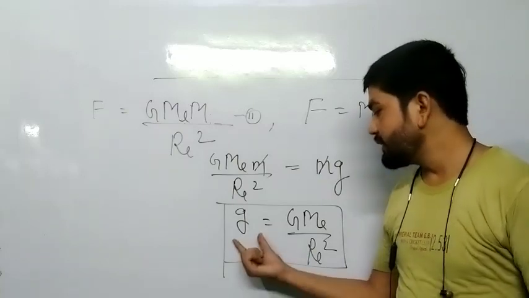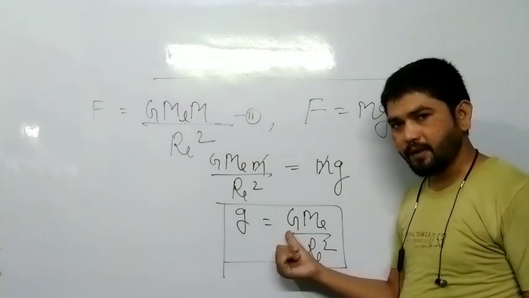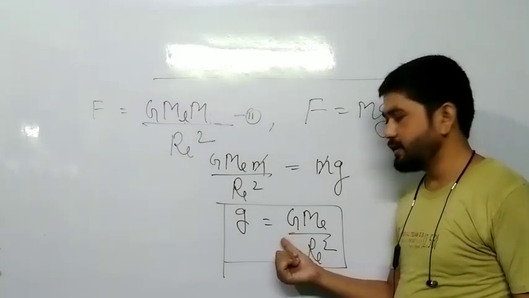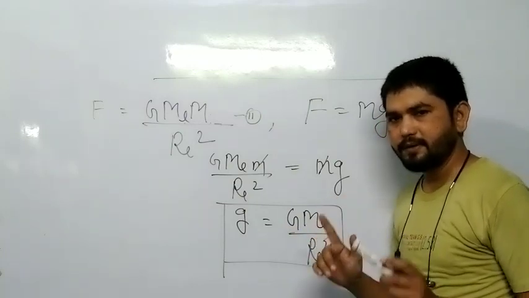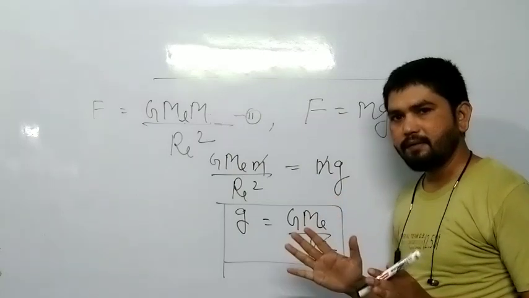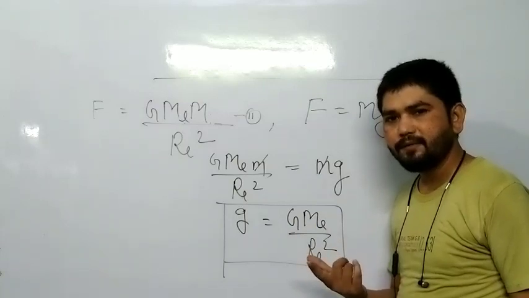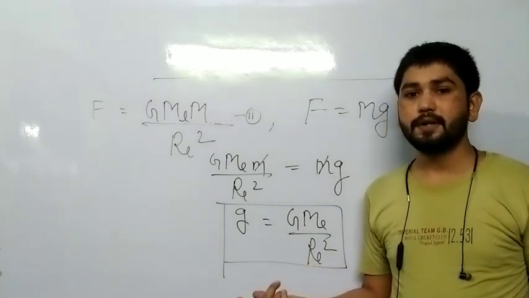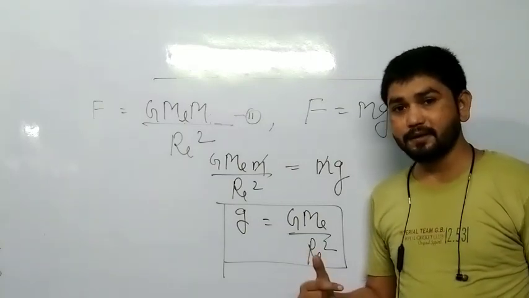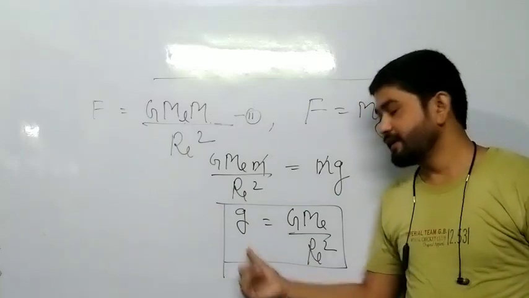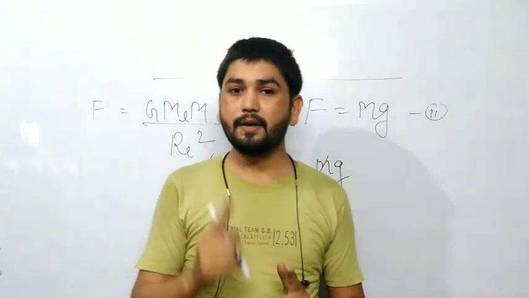Now see, small g depends on these factors. Small g depends on capital G, and capital G is the universal gravitational constant, so its value will not change. Now M E stands for mass of Earth. It is also constant. There is no change in the mass of Earth. So that's why small g will also remain constant on the surface of Earth.